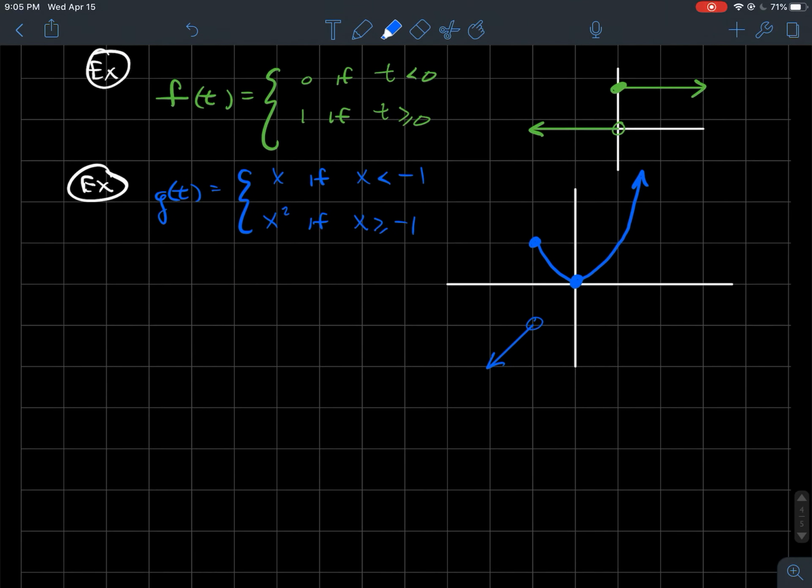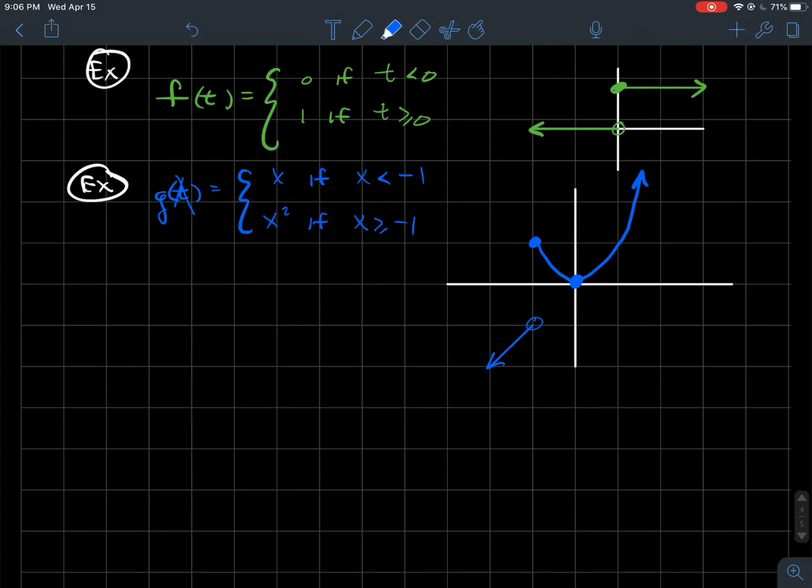Here's another example. G of t is x if x is less than 1, and x squared if x is bigger than or equal to 1. So that should probably be an x right there instead of a t. But anyway, my point is that you just get our usual line, y equals x, for x values less than 1, like it says here. And then it makes this jump where the graph turns into our favorite parabola, y equals x squared, to the right of 1. So that would be all this stuff here.